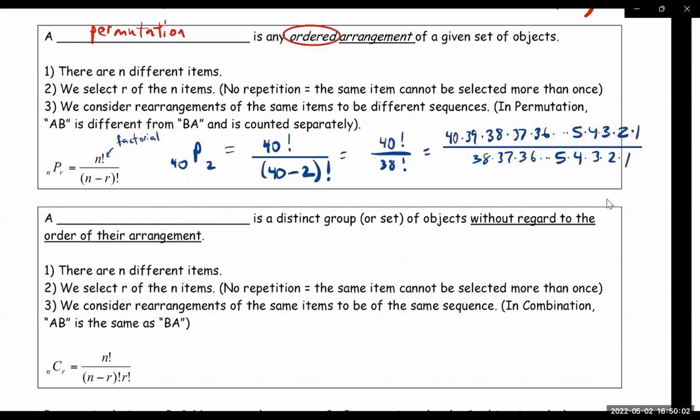All right, and so now what you can do is cross out all the numbers that are the same. So from 38 all the way down to 1, you can cancel them out. And so your final answer is just going to be 40 times 39. So do that on your calculators, 40 times 39, and you should get the same answer we got when we used the calculator function. Everybody get the same thing?